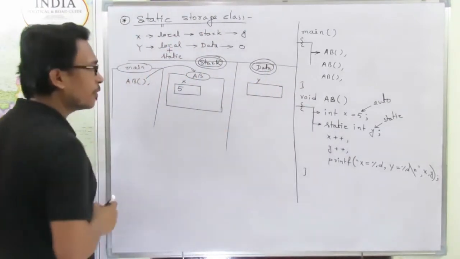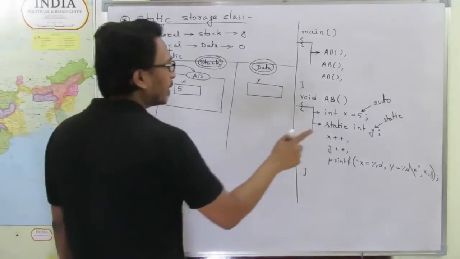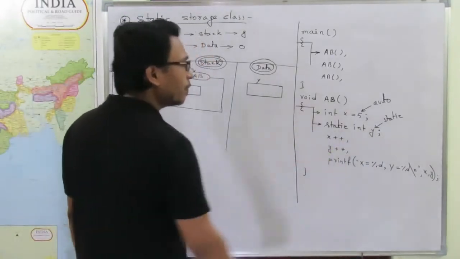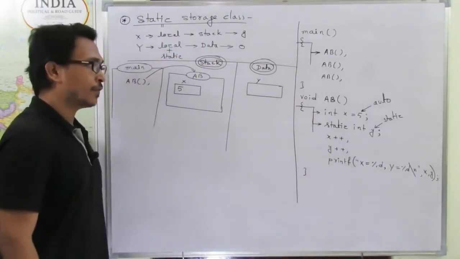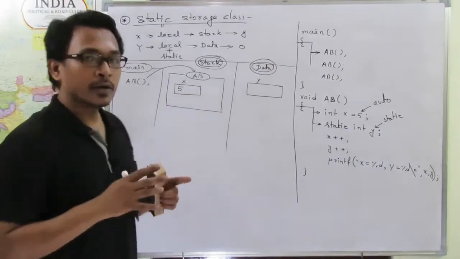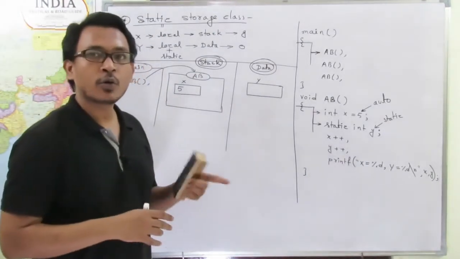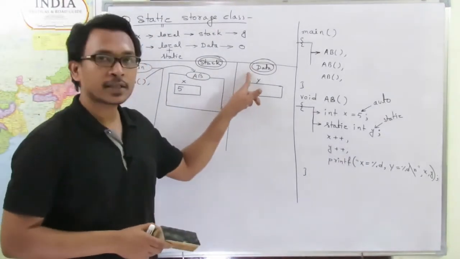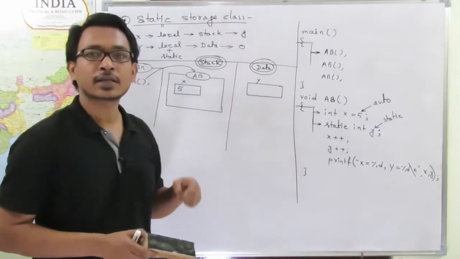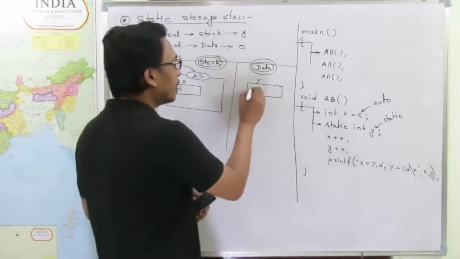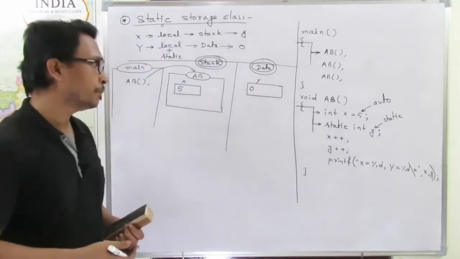The variable name will be y and then initialized with, look, here nothing is specified. That means the system will initialize with the default value. So what will be the default value in case of data section? The default value in case of data section is 0. So the system will initialize with 0.